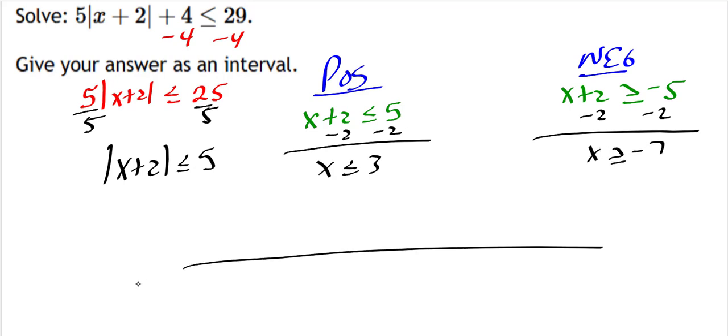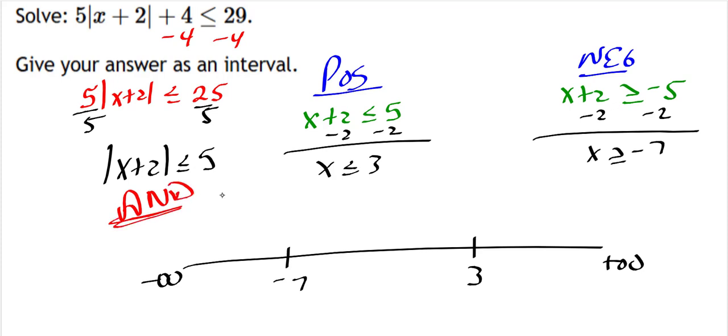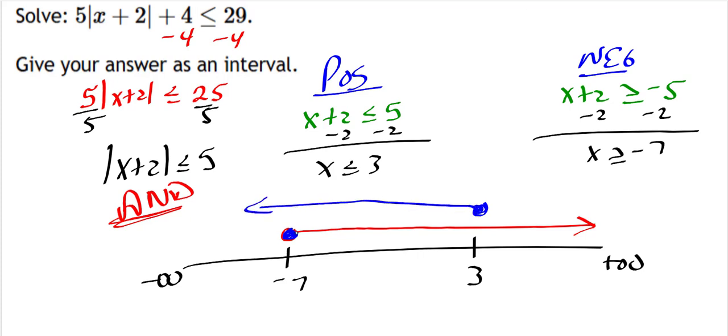Now let's graph it. Got my negative infinity, got my positive infinity. I got a -7 and I got a 3. Let's see, hold up. This is absolute value less than 5. So that is an and, okay? That's an and compound inequality. So we're going to go this way, and you make those solid, and now we're going to go this way, all right? But the answer is only right in here, correct?